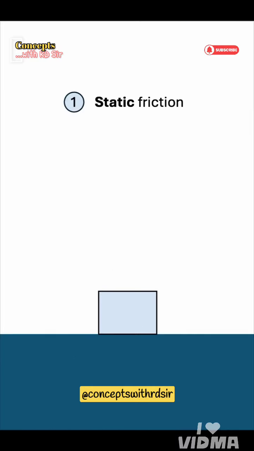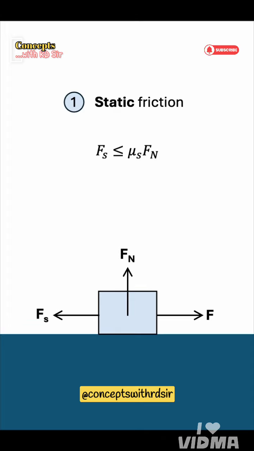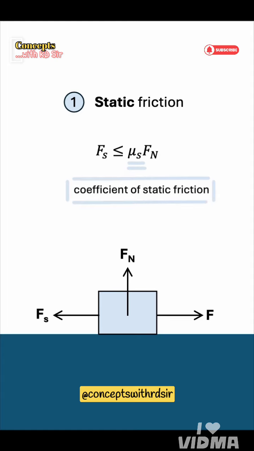Number one, static friction is when there's no motion yet. Static friction is denoted by Fs, and it's limited by a maximum of μs times Fn. Fn being the normal reaction force applied by the surface on the block, or any other object for that matter. μs is what we call the coefficient of static friction, basically a measure of how rough the surface is.